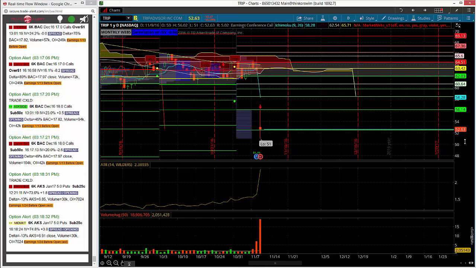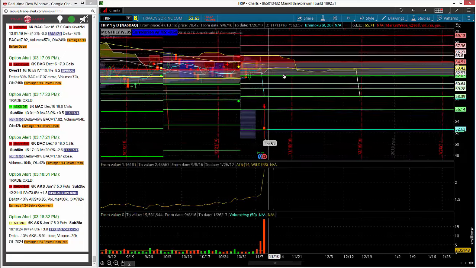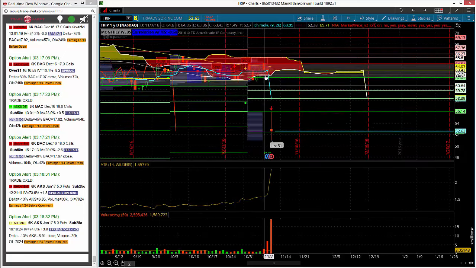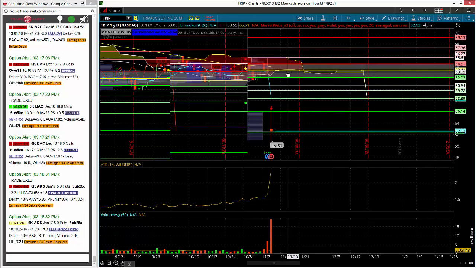Now, I was short, and I put on put spreads ahead of the event here in Trip for a couple of reasons. One was the big red candle that we see here the day of earnings. The stock tried to rally and failed at the top of the cloud. That shows me that there's very bearish sentiment in the name going into earnings.